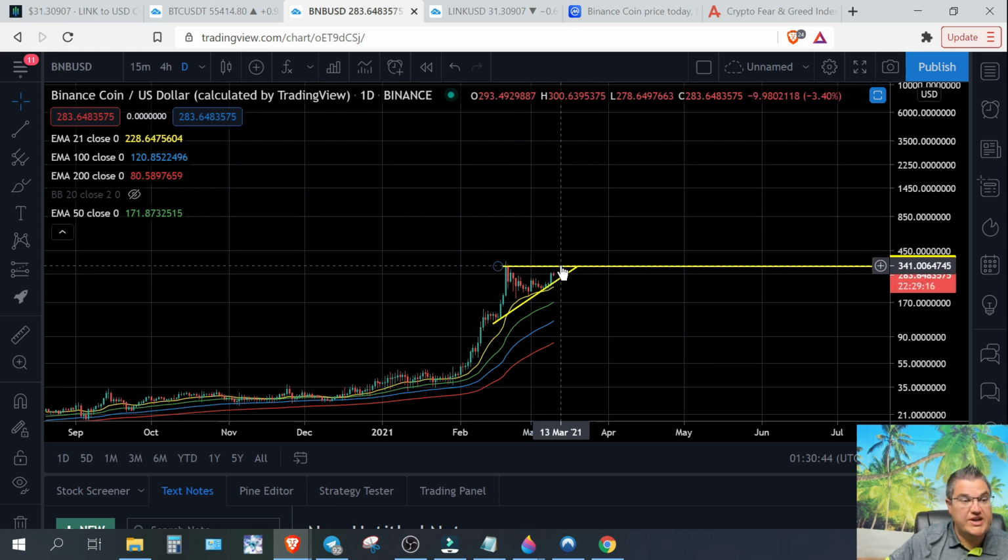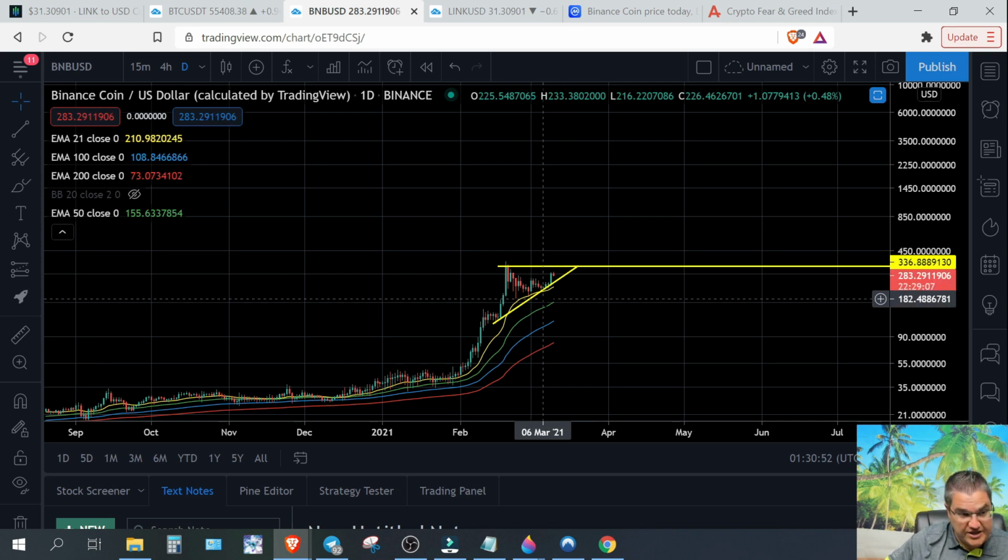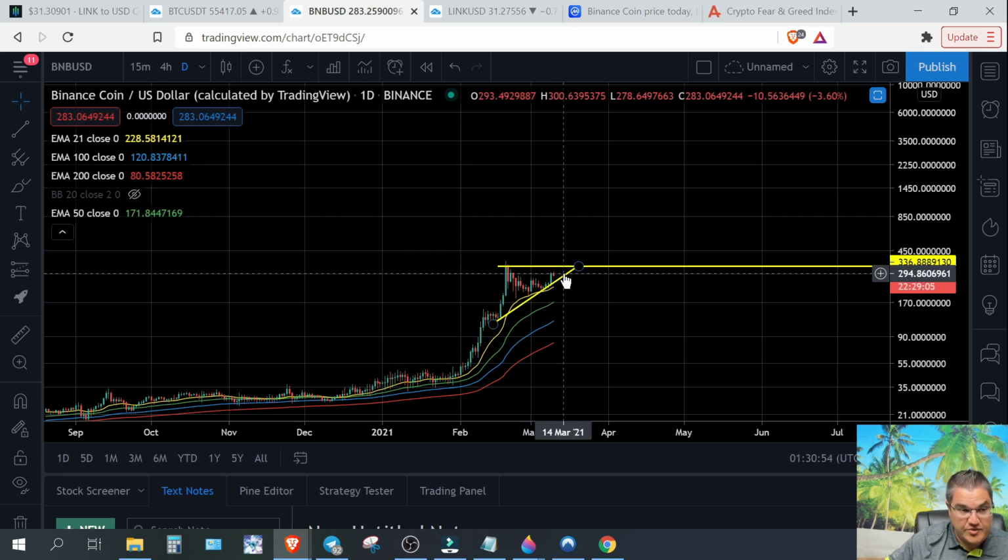If we get breaking out of this level, 341, we will likely make another video for you and update what our thoughts are. As you can see, the moving averages are curving back up, so this is a bullish sign. Keep that in the back of your head as well. Be ready for when this breaks out.